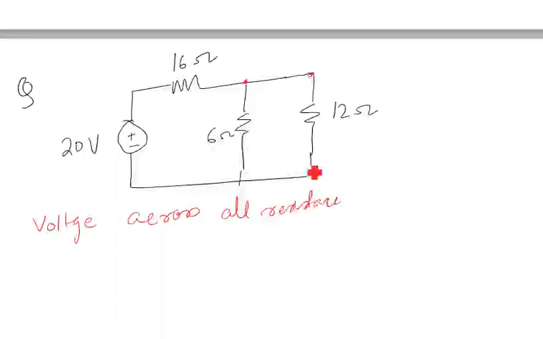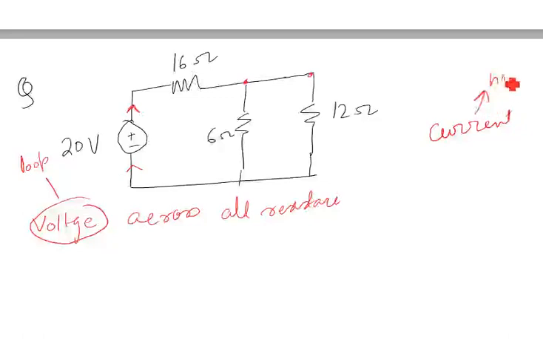Now always remember that current always starts from positive and ends at negative. So current will come from here and come back to negative. Whenever voltage comes, always look for a loop, and whenever current comes, always look for a node.